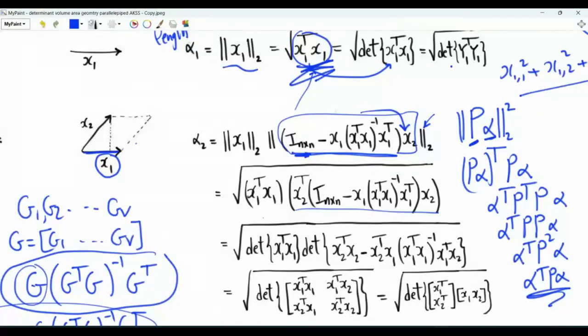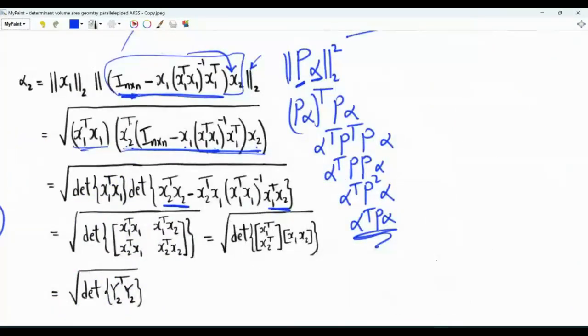We will do this apparently weird step. We write down each scalar, each one by one matrix, as a determinant. So you have here the determinant of x1 transpose x1, and this quadratic form I will write as the determinant of x2 transpose times identity times x2, that's x2 transpose x2, minus x2 transpose x1, and then x1 transpose x1 inverse. This is just a scalar, and so this quantity here is just 1 over the L2 norm squared of vector x1, and then we have x1 transpose x2.